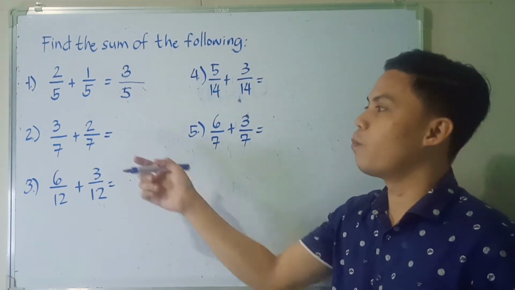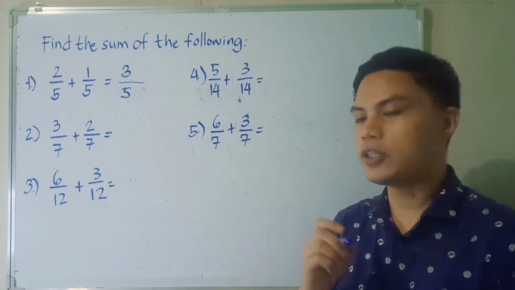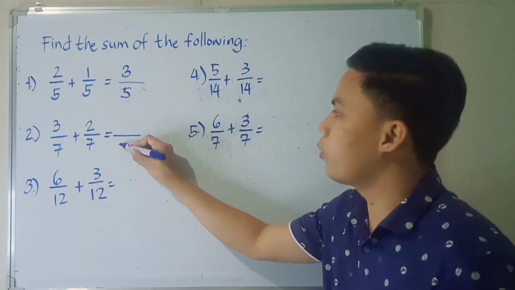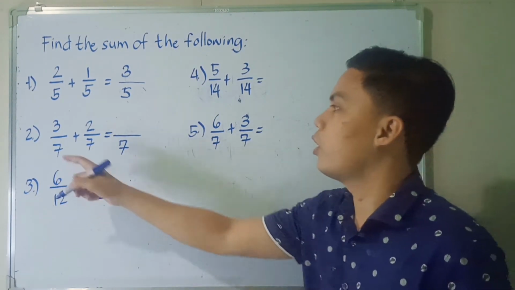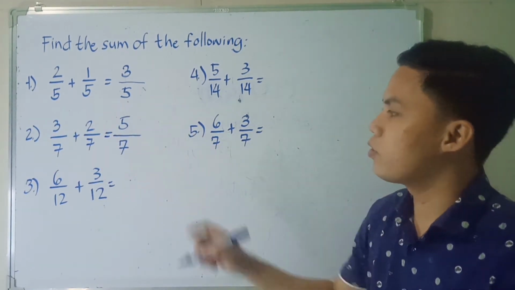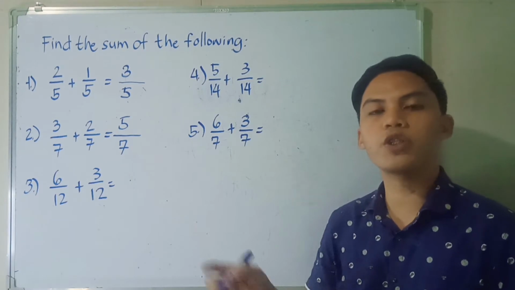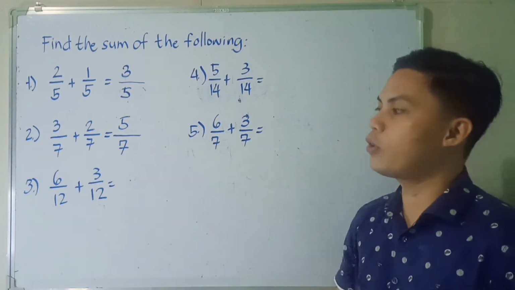Okay, let's have number 2. We have 3 over 7 plus 2 over 7. Again, since similar fractions, we're going to copy their common denominator, then add their numerators. 3 plus 2 is equal to 5. So, since naka-lowest term na siya, then this would be our final answer. Okay, how about number 3?